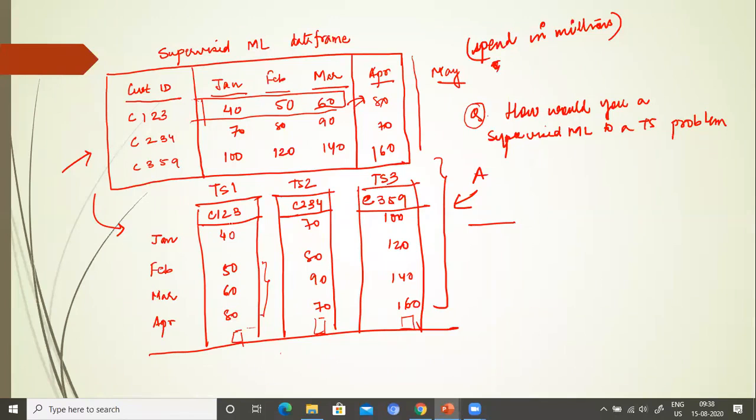So in time series, it is just the metric that you're studying, and you're assuming that the only reason why 40 becomes 50, 50 becomes 60, and 60 becomes 80 is because time is progressing. That is the only reason the values are changing. That's the assumption. So the only feature we have is time, right? Absolutely.